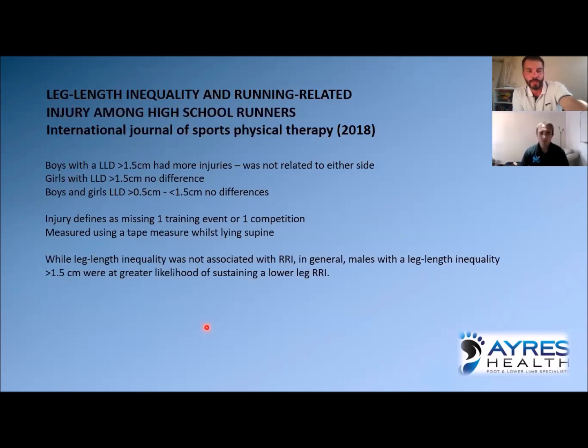The girls with a leg length difference of greater than 1.5 centimetres, there was no difference in injury rates for those. And boys and girls with a leg length difference of between 0.5 centimetre and 1.5 centimetres had no difference in injury rates.